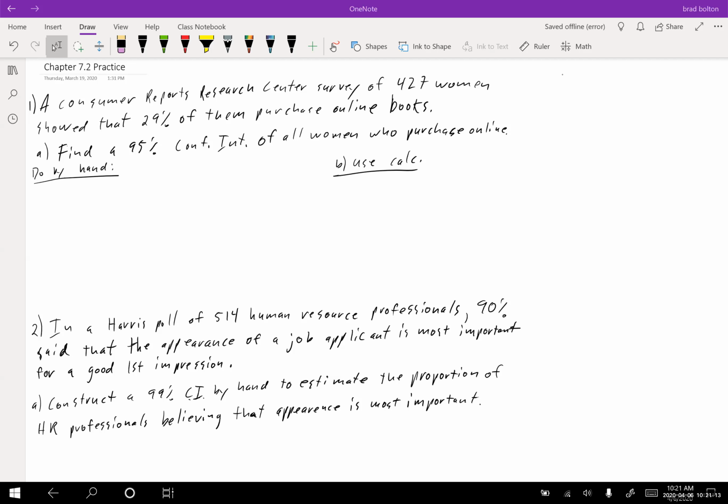So the first one says, a Consumer Reports Research Center survey of 427 women showed that 29% of them purchase online books. So the question asks, find a 95% confidence interval of all women who purchase online books.